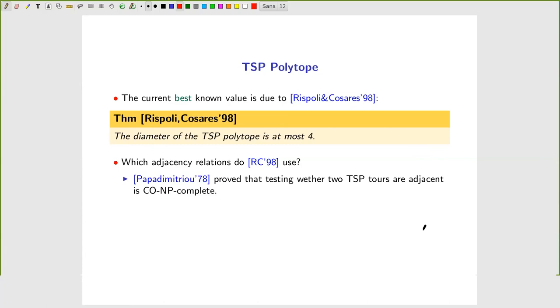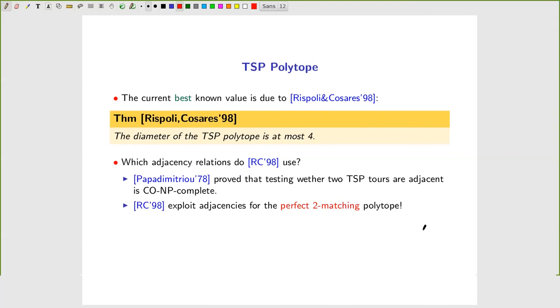Let me stress that this is not true in general for NP-hard problems. There are NP-hard combinatorial problems for which testing adjacency of the extreme points can be done in polynomial time. So these two things are not directly linked.